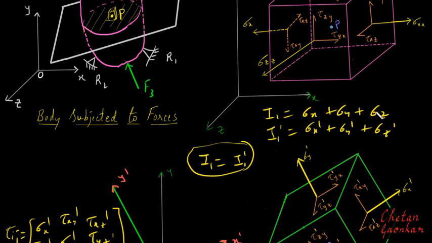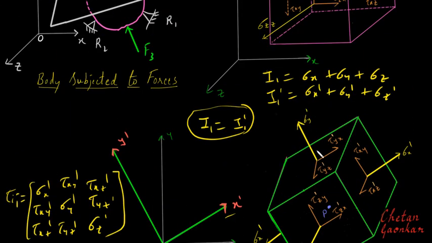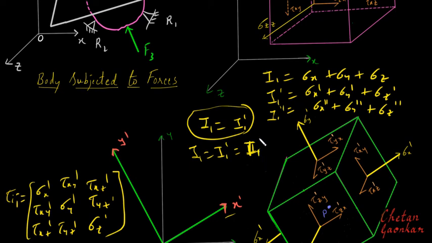Now this combination of these values will not change with a different frame of reference. Even if we go for a third frame of reference, I will still have this combination, sigma x dash plus sigma y dash plus sigma z dash. Even that will be the same as this, right? Even that will be the same as this.